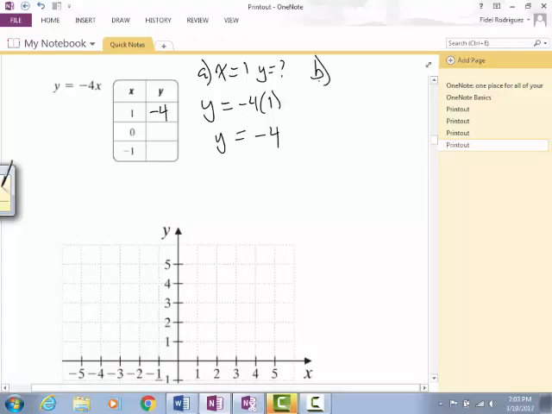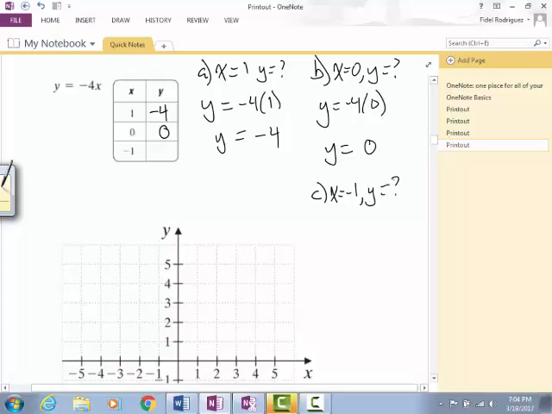All right, let's go ahead and do part B. In part B, again, I know that x equals 0, but I don't know what y is. So y equals negative 4 times 0. Well, negative 4 times 0 is still 0. And then for my last part, here we know that x equals negative 1, and again we want to find what y is. So y equals negative 4 times negative 1. Well, negative 4 times negative 1 is a positive 4. I'm going to put that one there.